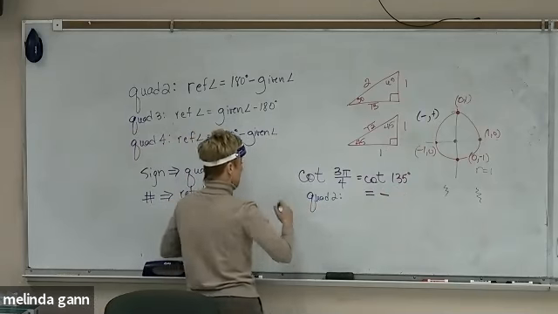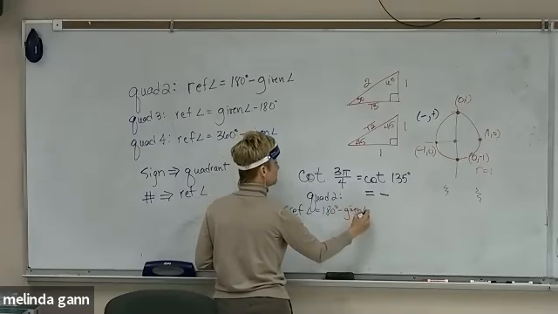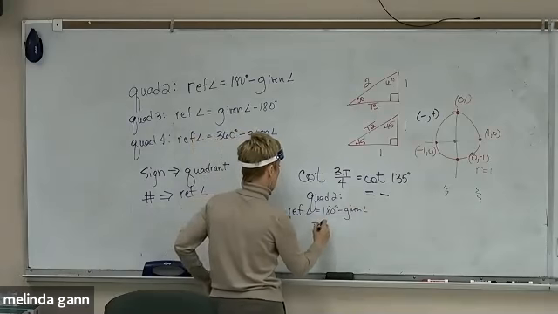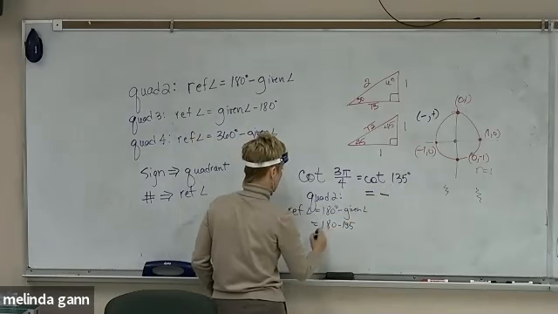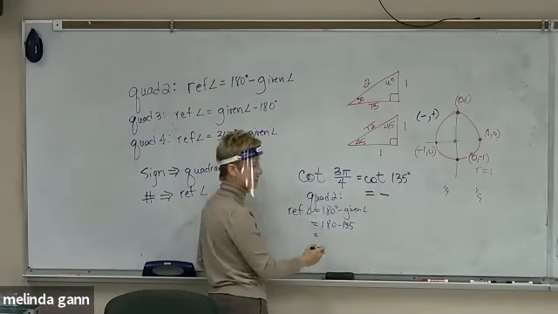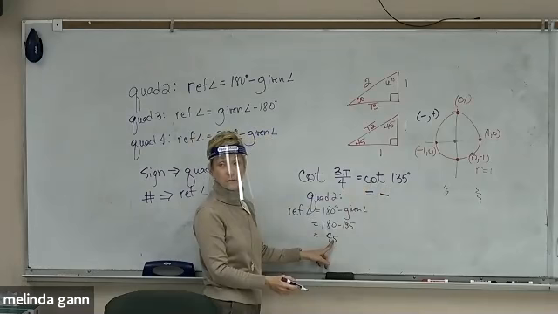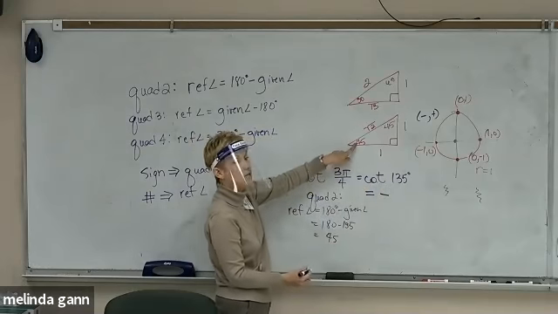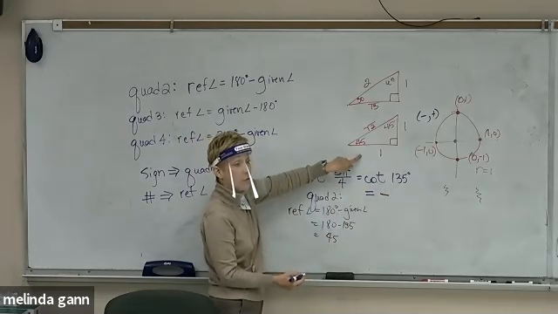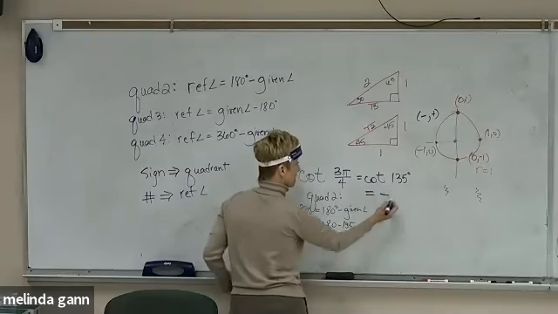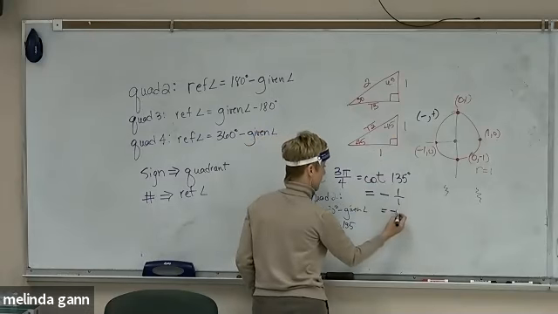Okay, what quadrant are we in? 2. So in quadrant 2, my reference angle is 180 degrees minus my given angle. Okay? 180 minus, what's my given angle? 135. So what's 180 minus 135? 45. I need the cotangent of 45. All right, here's 45. What's cotangent in words? Cosine over sine. So that's adjacent over what? Opposite. What's 1 over 1? So what's my answer? -1.